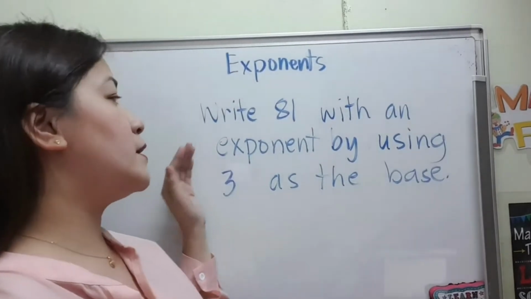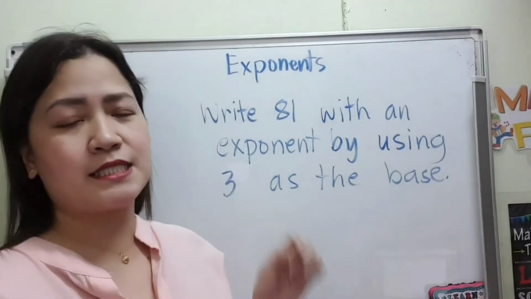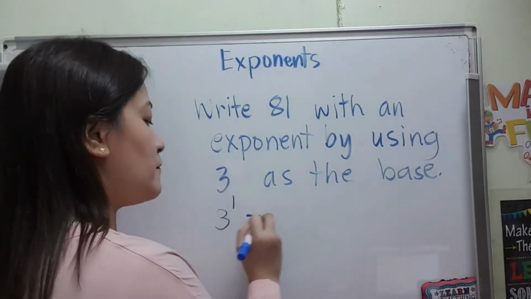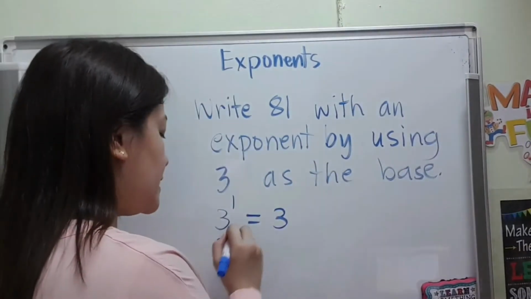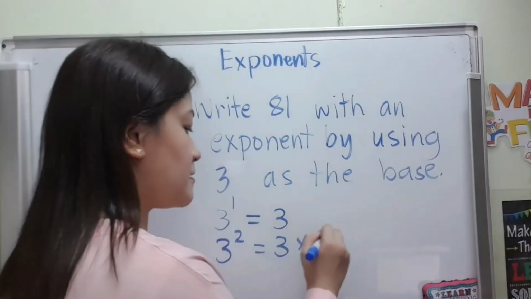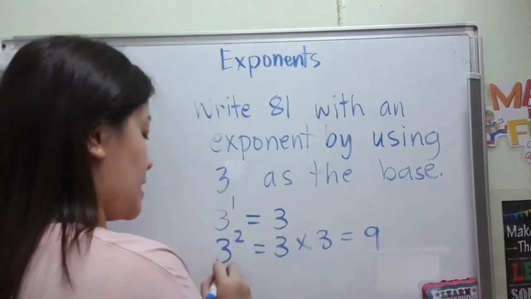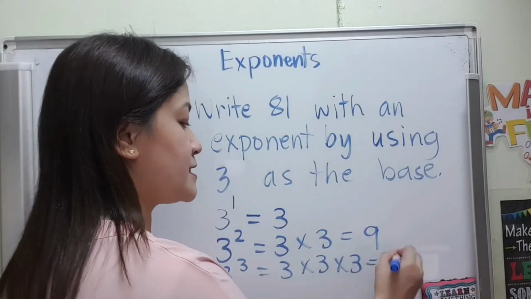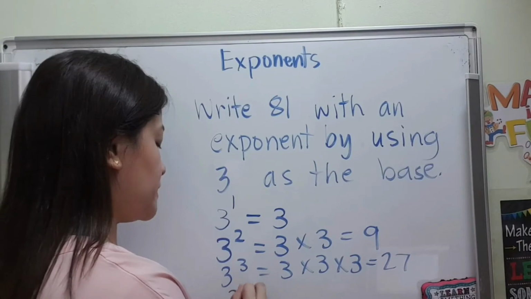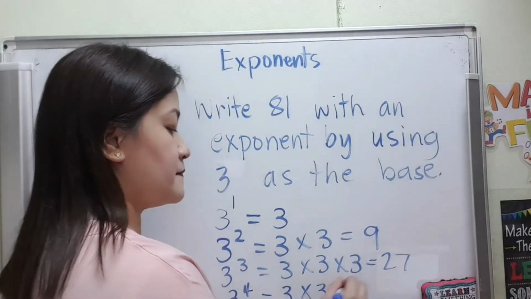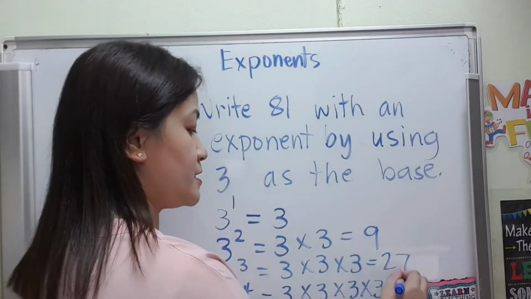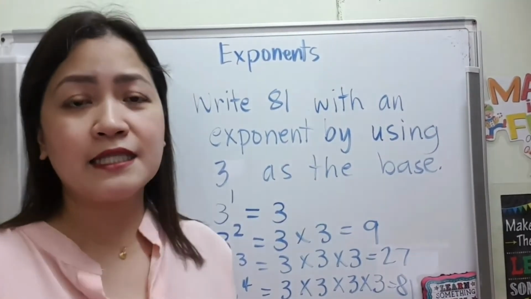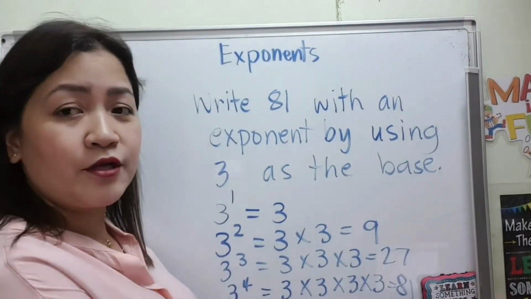Let us write 81 with an exponent by using 3 as the base. So let us start with the 1st power of 3. So the 1st power of 3 is 3. Then the 2nd power of 3 will be 3 times 3, which is 9. The 3rd power of 3 will be 3 times 3 times 3, which is 27. And the 4th power of 3 will be 3 times 3 times 3 times 3, which is 81. So that means to write 81 with an exponent and the base is 3 will be the 4th power of 3.